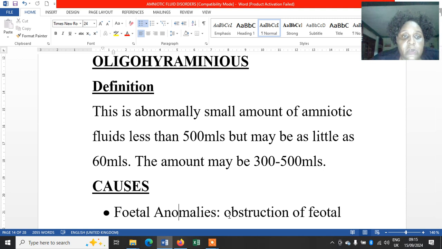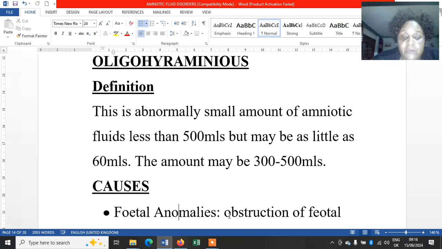Then let us also look at oligohydramnios. By definition, this is an abnormally small amount of amniotic fluid, less than 500 ml, but it may be as little as 60 ml. So the amount may be between 300 and 500 for the commonest oligohydramnios seen.